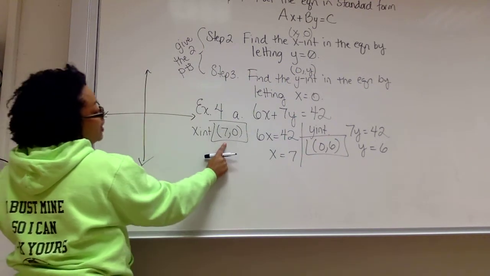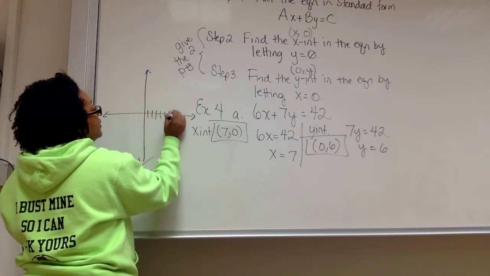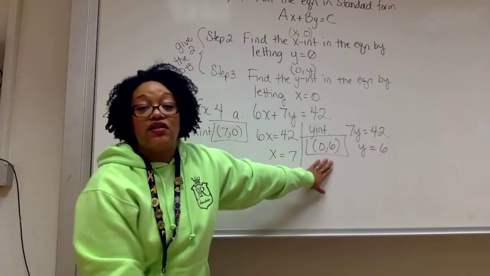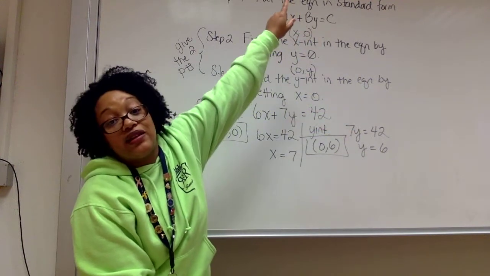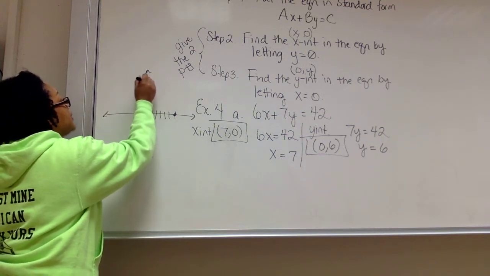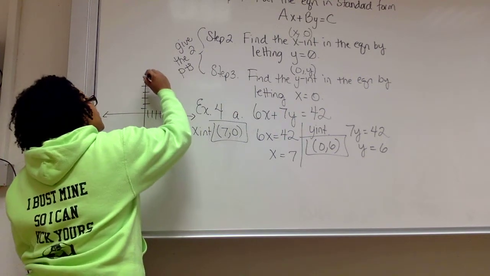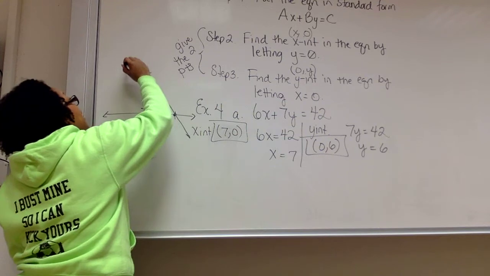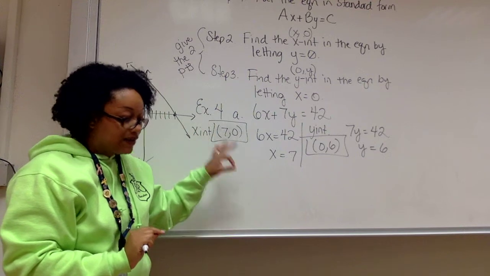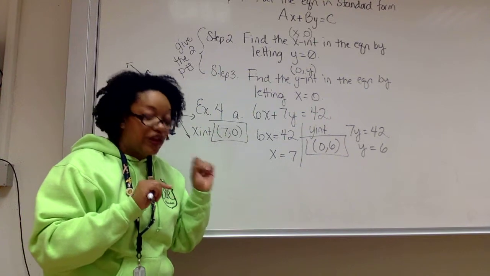And if my x-intercept is 7, 0, that means I go to the right 7 units. 1, 2, 3, 4, 5, 6, 7. There's my x-intercept. My y-intercept right here is 0, 6. That means I go up 6 units on my y-axis. 1, 2, 3, 4, 5, 6. There it is. 2 points. I've got them. Connect the points. You've got your line. That's how you use the standard form to graph an equation. I'm going to stop the video and we're going to do the last 2 examples.